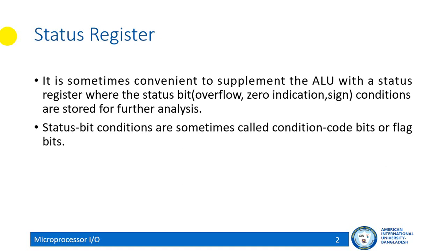In almost all CPUs you will find a register called the status register or flag register, and this flag register stores conditions of different operations of the CPU. Status bit conditions are sometimes called condition code bits or flag bits.